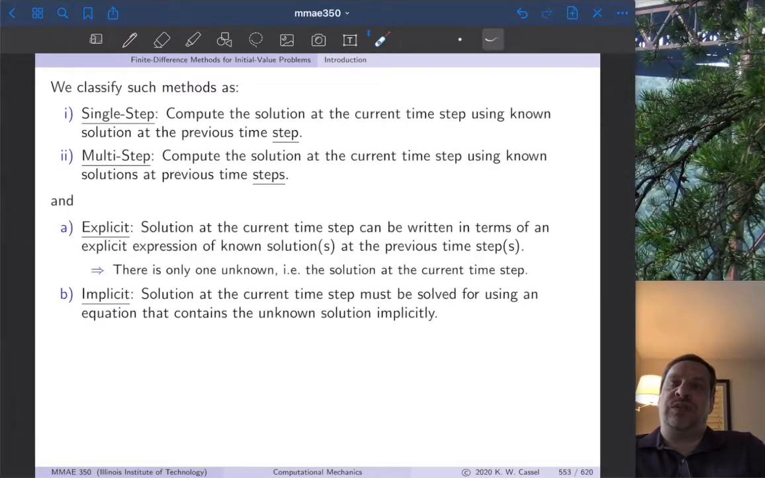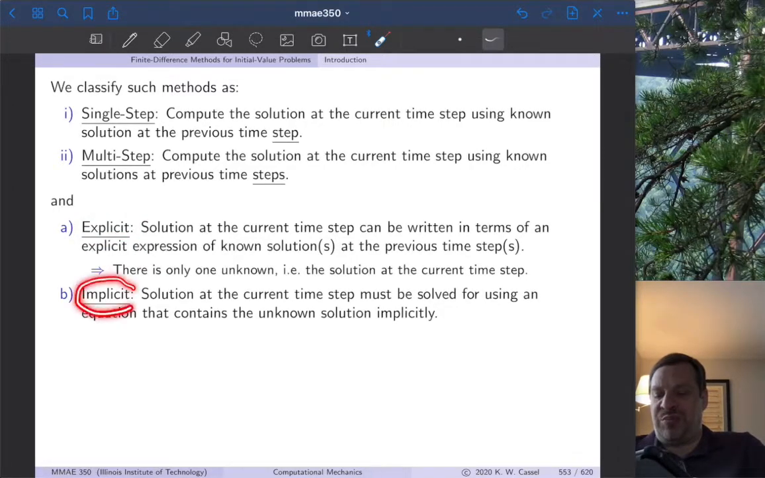So this is similar to the idea of Gauss-Seidel, SOR, versus some of the other methods where we have an explicit expression for the solution at the current time step. An explicit expression means that you can solve for only one unknown, and that's the solution at the current time step in terms of other things that you know, such as solutions at previous time steps.